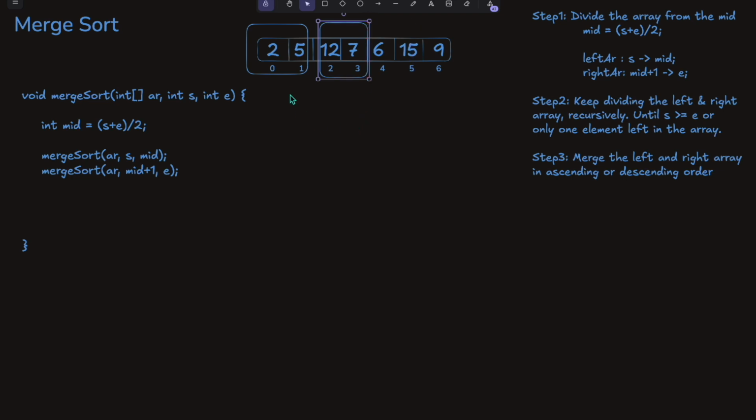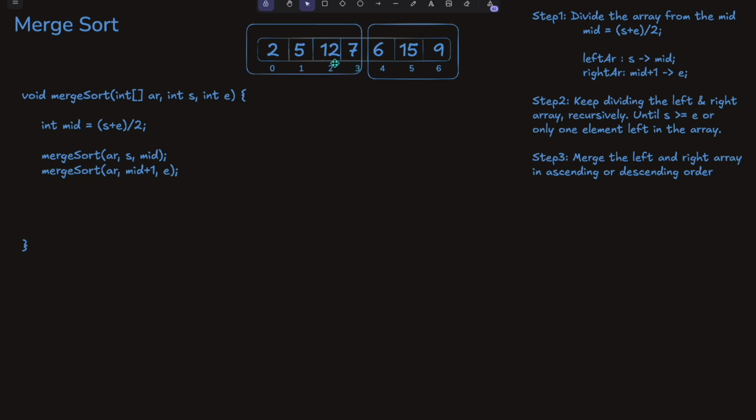So this will be your next division of the left and right side array. Again, in the left array you're calling merge sort again, so this will divide the array further into equal parts. So this will become your left array and 5 will become your right side array. Okay, so this is how recursion works.